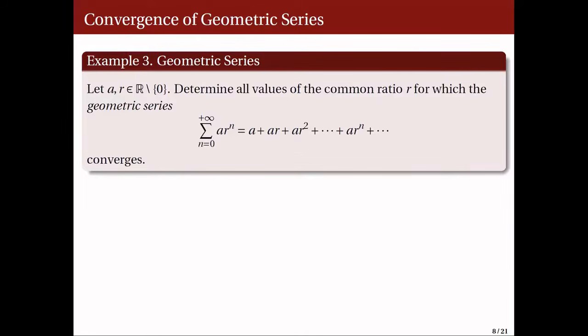For this example, let a and r be non-zero real numbers. Our goal is to determine all values of the common ratio r for which the geometric series, the summation of a times r raised to n with n ranging from 0 to infinity, which is equal to the sum of a, a times r, a times r squared, and so on, converges. We want to find all values of the common ratio r such that this geometric series converges.